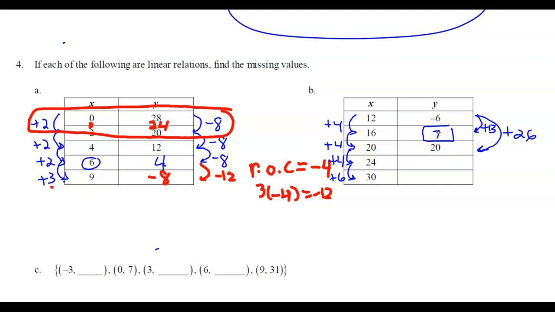Okay, so then check it out. Is 7 plus 13 20? Sure is. So you can always check your answer. So that means the next row, if we're going up by 4 again, I got to go up by 13. Same value.